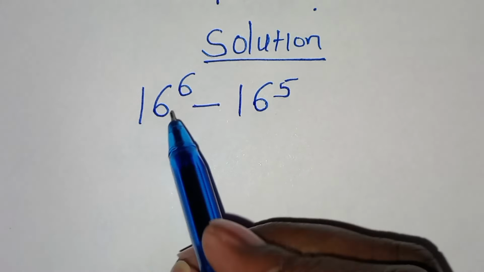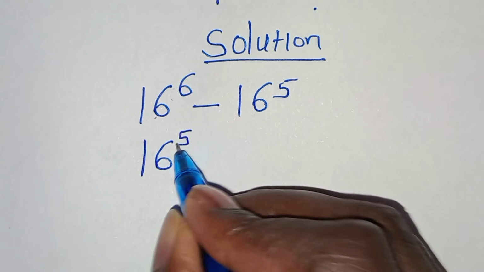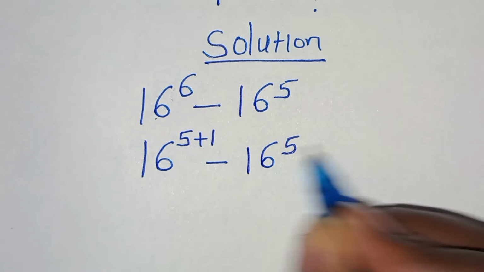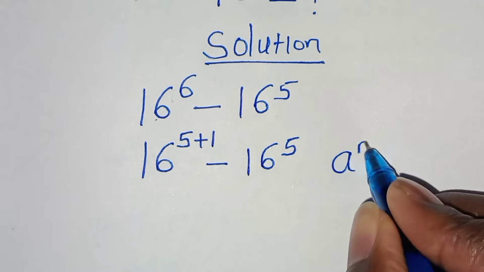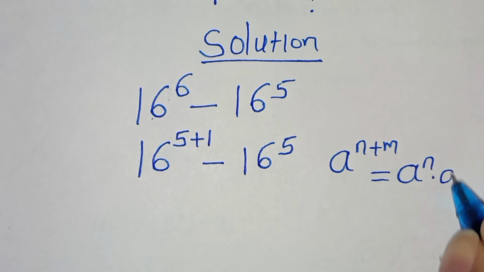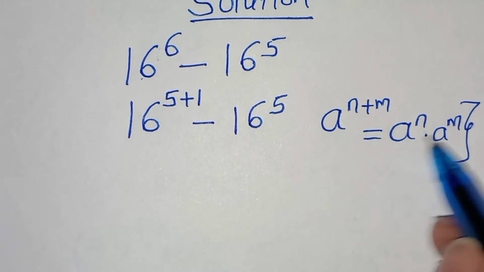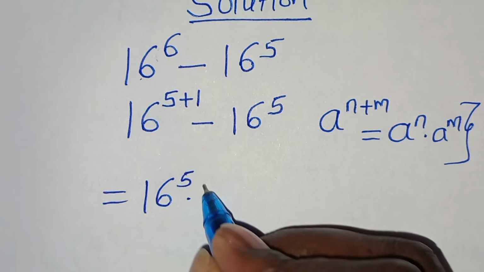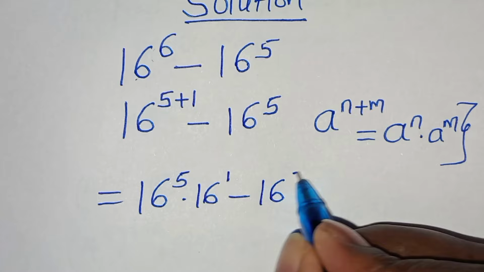We can express 16 to the power of 6 as 16 to the power of 5 plus 1 minus 16 to the power of 5. 16 to the power of 5 plus 1 is in the form of a to the power of n plus m, which we can express as a to the power of n times a to the power of m. Applying this identity, we have 16 raised to the power of 5 multiplying by 16 raised to the power of 1, minus 16 raised to the power of 5.